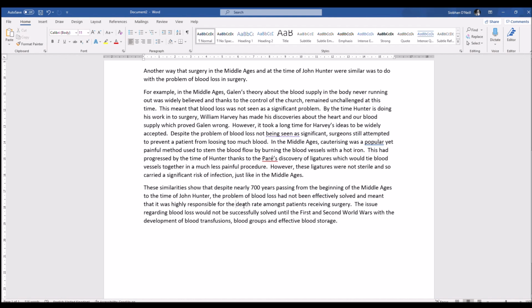amongst patients receiving surgery. The issue regarding blood loss would not be successfully solved until the First and Second World Wars, with the development of blood transfusions, blood groups, and effective blood storage.